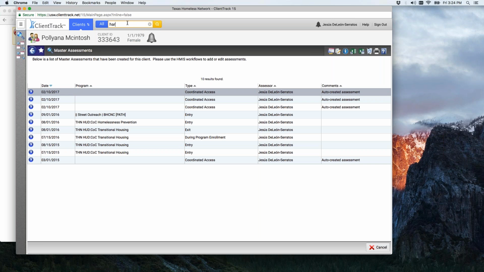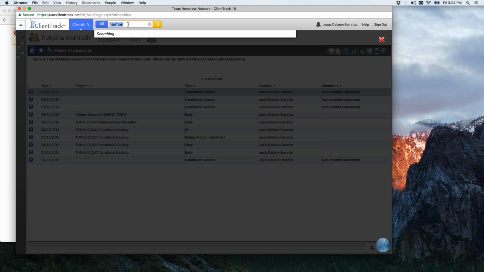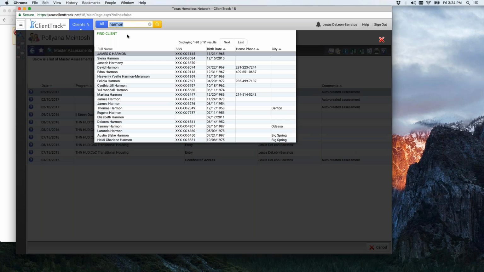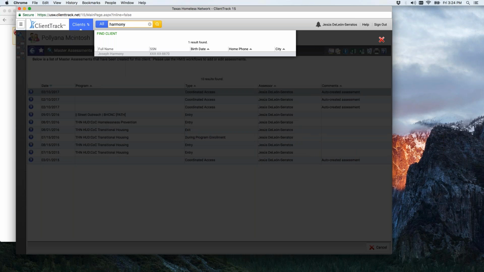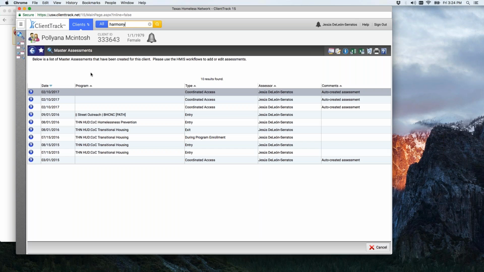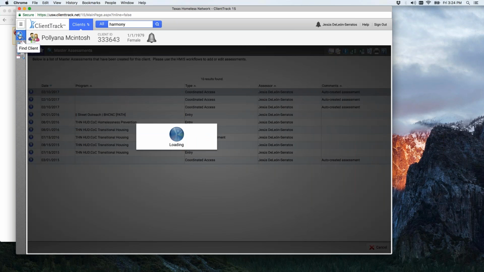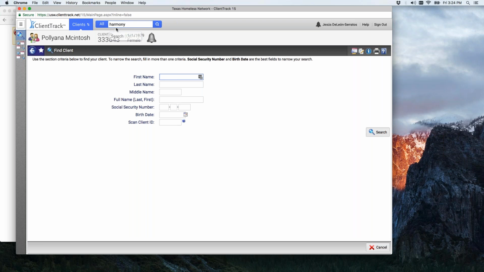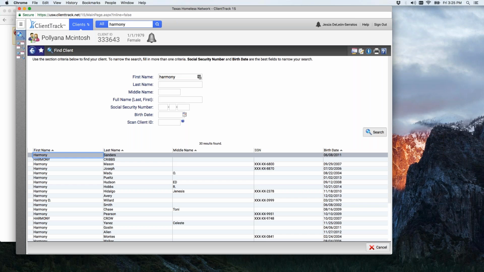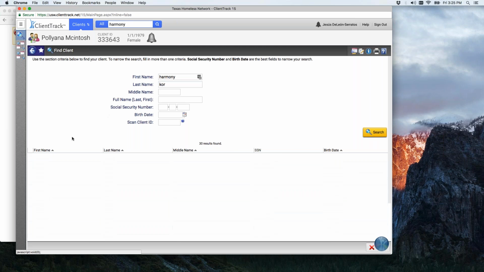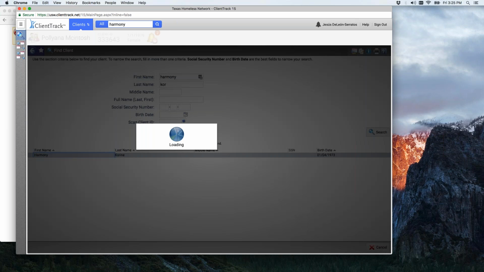I have another example over here that I wanted to show. Actually, no, that's not my client. I should not use that one to search, by the way. This is not to search clients. This is the right way to search client. Okay, I'm going to search for my client, and his name is Harmony. Again, this is a fake client. Don't worry about it.